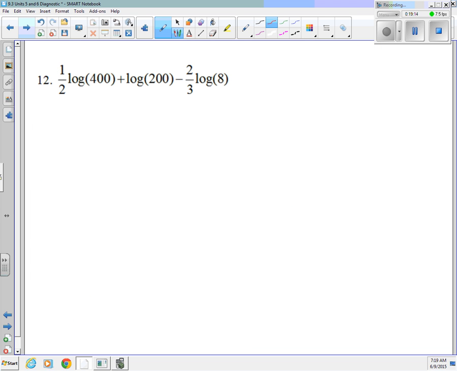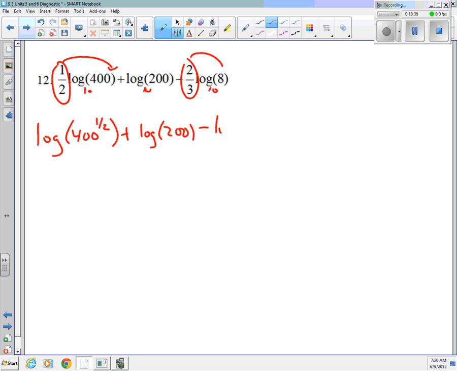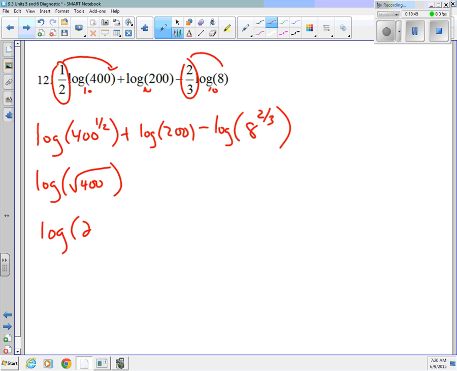All right, number 12, I have 1/2 log of 400 plus log of 200 minus 2/3 log of 8. So I have to consolidate this because these are all log base 10s, but nothing here works in 10s. So first things first, I can bring powers up. So now I have log of 400 to the 1/2 plus log of 200 minus log of 8 to the 2/3. So 400 to the 1/2 is simply the square root of 400, which is 20. So now I have that down to log of 20.